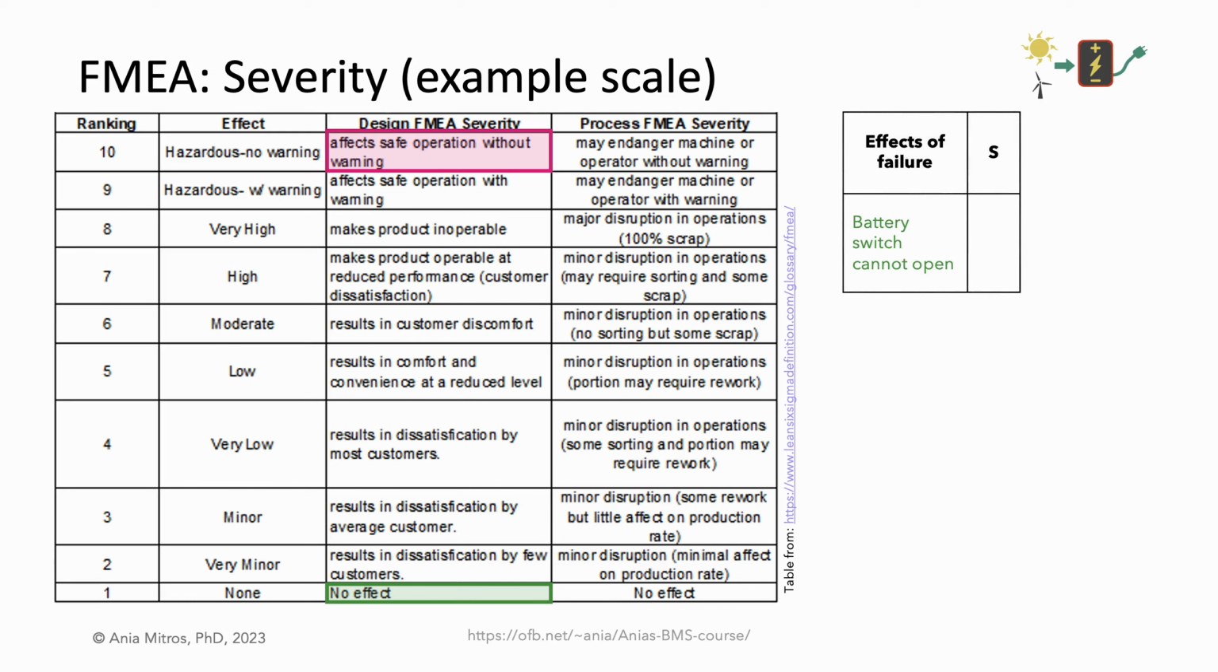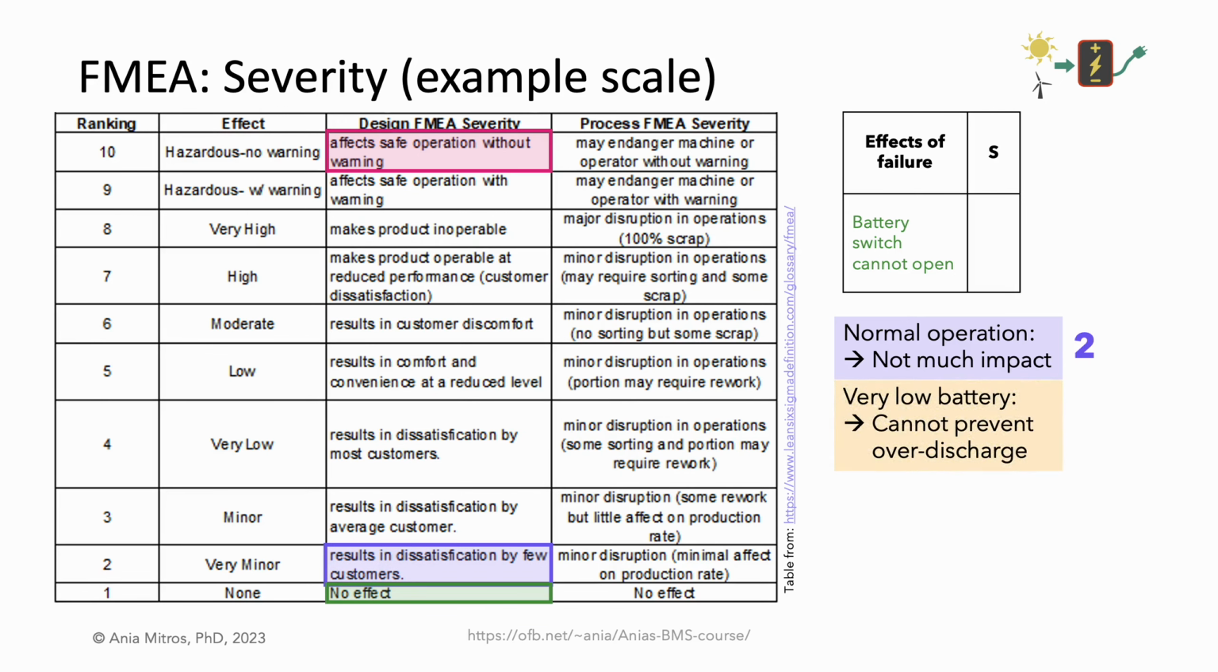Consider now the failure we're discussing, that the battery switch cannot open in an electric car. To assign a severity, we must consider all possible vehicle states where this fault matters. If the car is parked or even driving, there's minimal impact evident to the customer. I'd call that a 2.